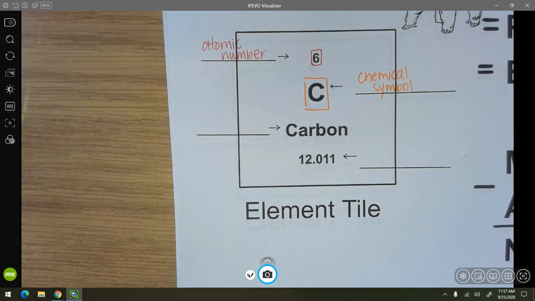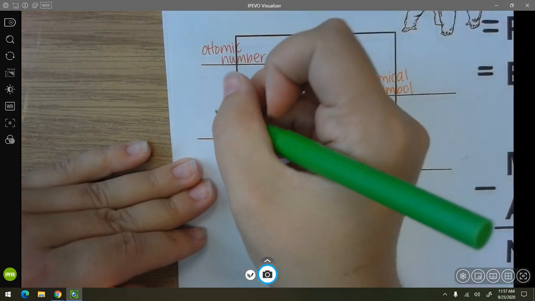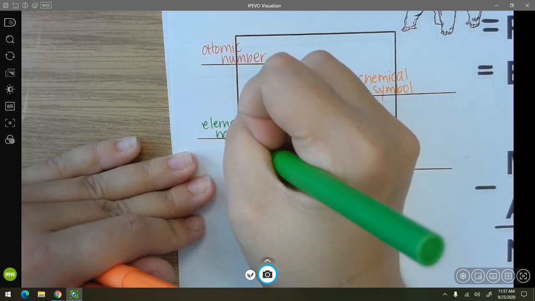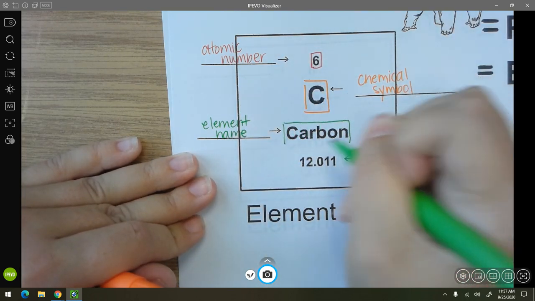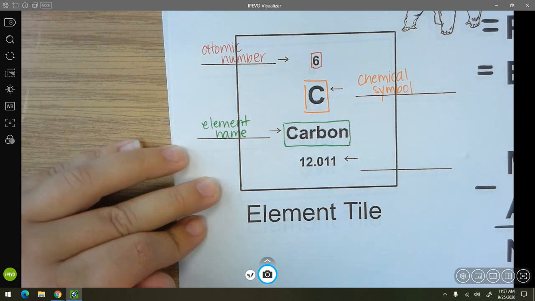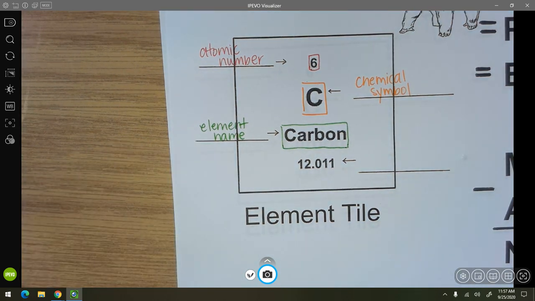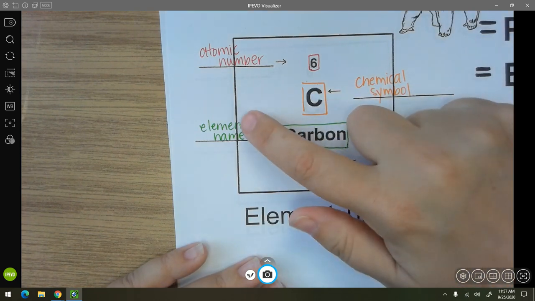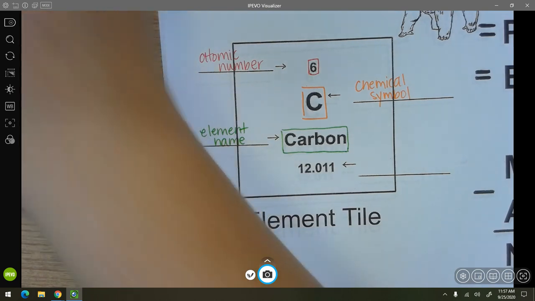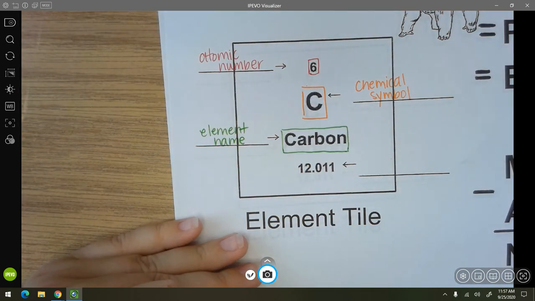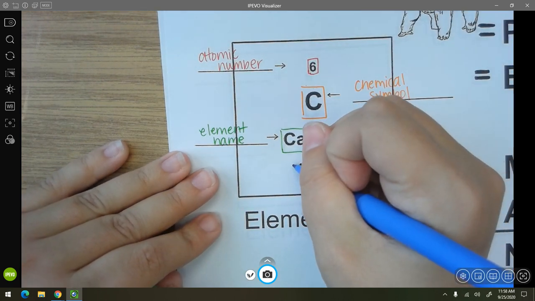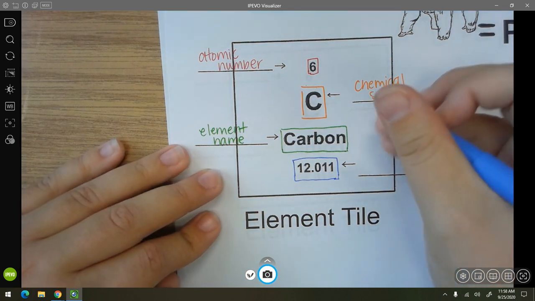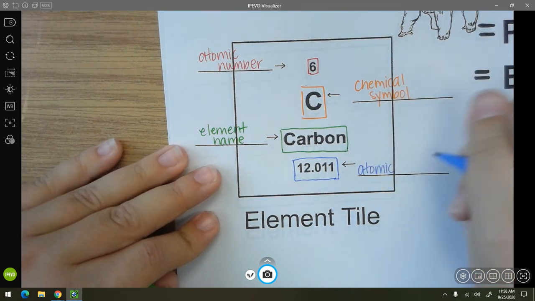Our next piece of the element tile is pretty simple to remember. It is the element name. And so it tells us what we would call the element. So that's carbon. All right? So we have the atomic number 6, we have the chemical symbol C, and we have carbon as the element name. And last but not least, on the element tile, you are shown this big long number, 12.011. That is the atomic mass.